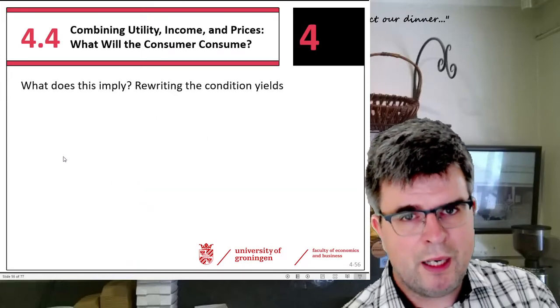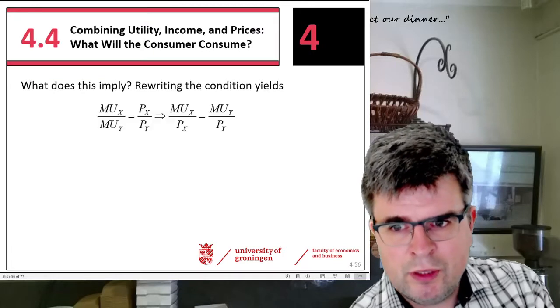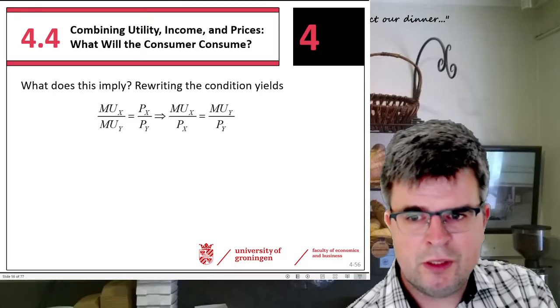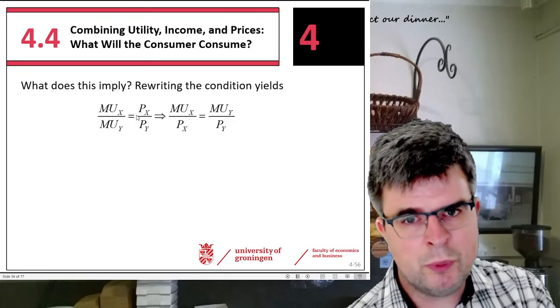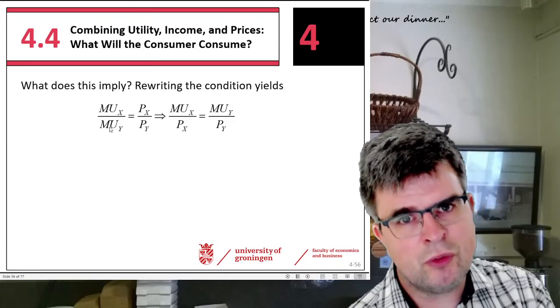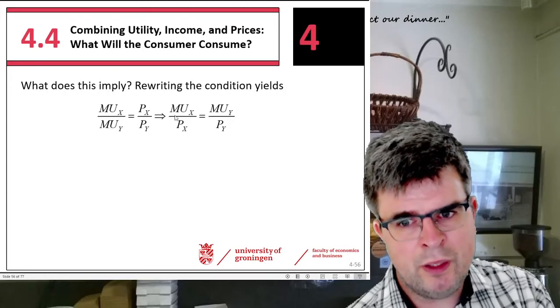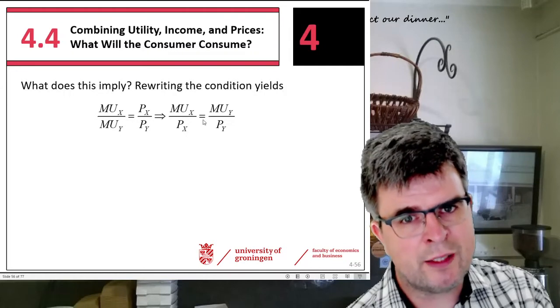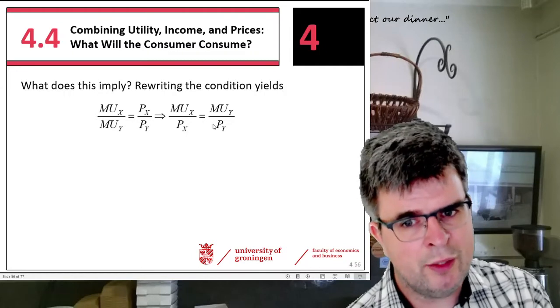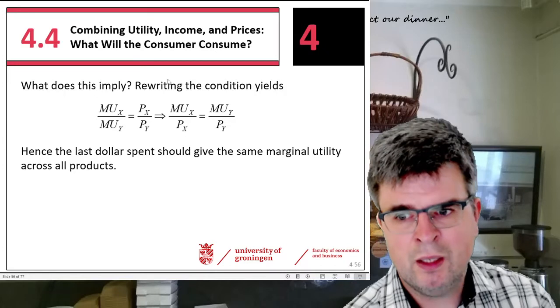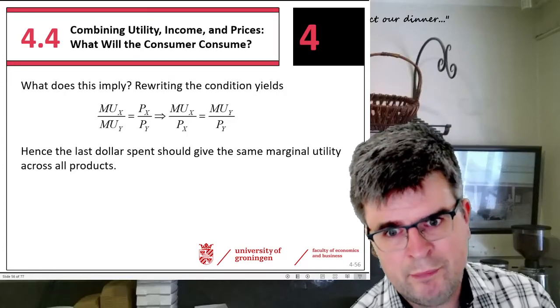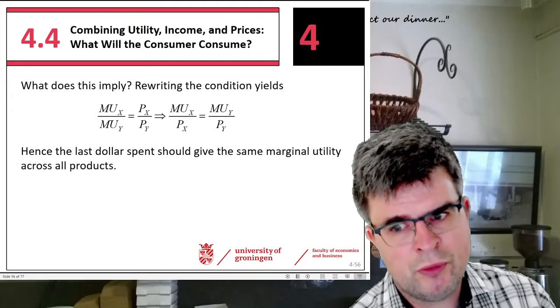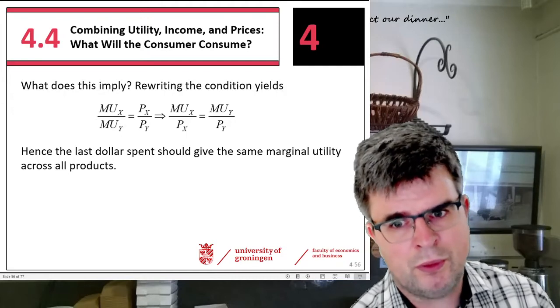So what does it imply? Let's rewrite the condition. This is the condition on the previous page, and now we switched the px and the marginal utility of y, and we arrive at the marginal utility of x over the price of x is identical to the marginal utility of y over the price of y. So it means that the last dollar that you spend should have the same marginal utility across all products.